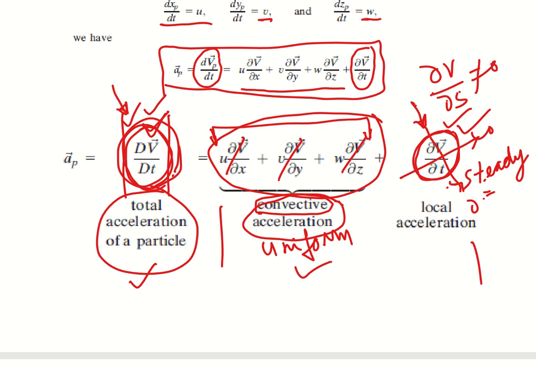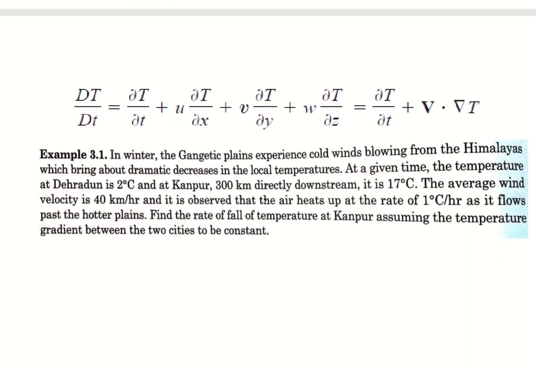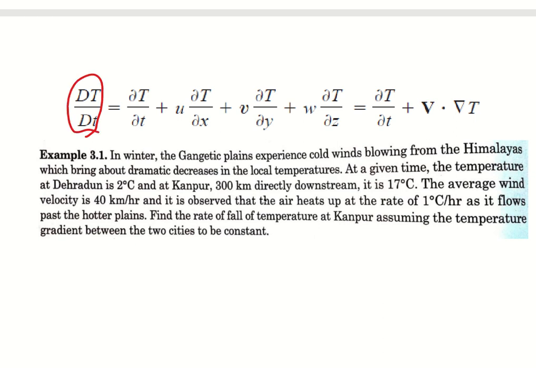Right. Now the same equation for another field variable, let's say for temperature, can be written like DT over Dt, means this is the time derivative of temperature, is equal to the local derivative of temperature plus this convective term. So in vector format this may be written as del T over del t, the rate of change of temperature at that location, plus V dot del T.